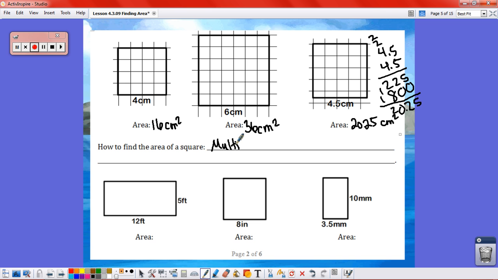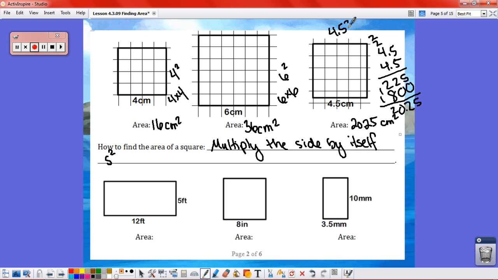Okay, so you multiply the side by itself because all the sides are the same. So you just multiply it by itself one time, which actually looks like side squared, 4 squared, you know. This one is 4 squared, which just means 4 times 4. This one is 6 squared, which just means 6 times 6. And this one is 4.5 squared, which just means 4.5 times 4.5. So to find the area without the little grid in there, 5 times 12 is 60.